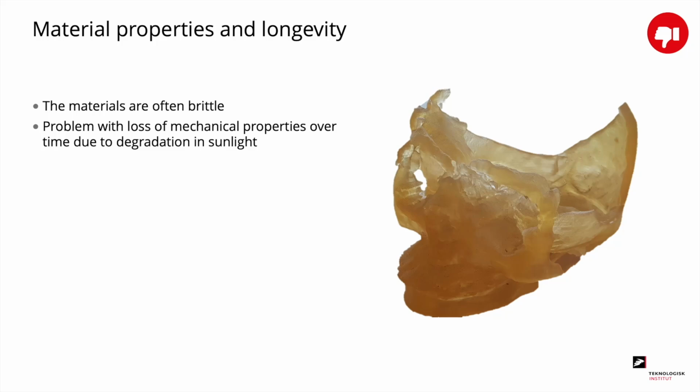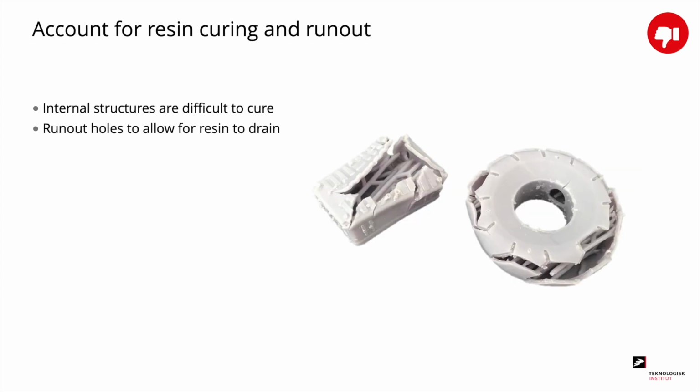Also, you have a problem with loss of mechanical properties over time due to degradation in sunlight. Another downside is that you have to account for resin curing and runout. For instance, internal structures are difficult to cure and you need runout holes to allow for resin to drain. The reason why you need to drain uncured resin is that the boundary between uncured and cured resin can create tension during UV curing. This can cause the parts to crack.